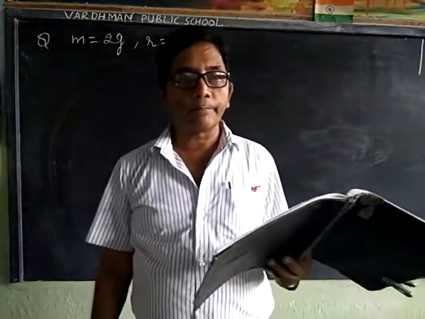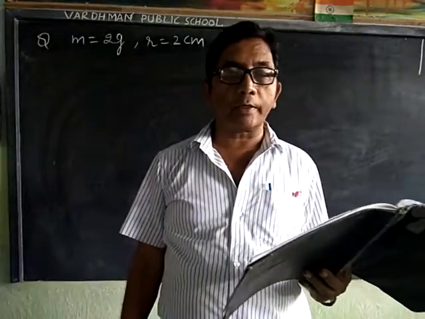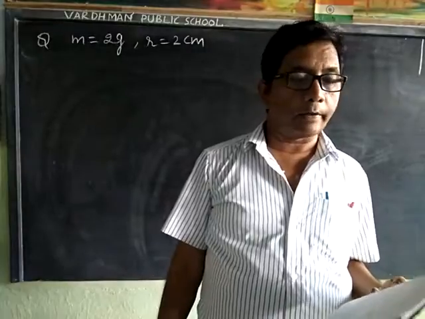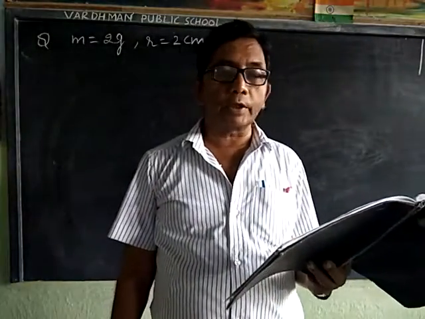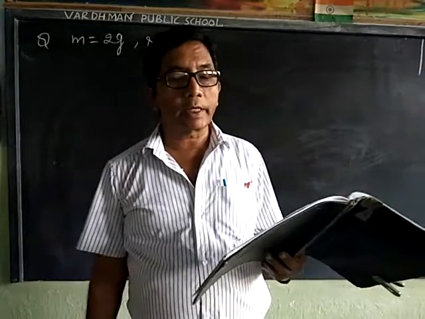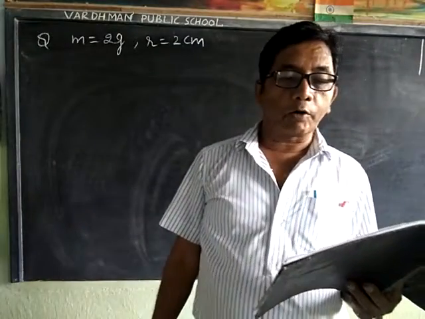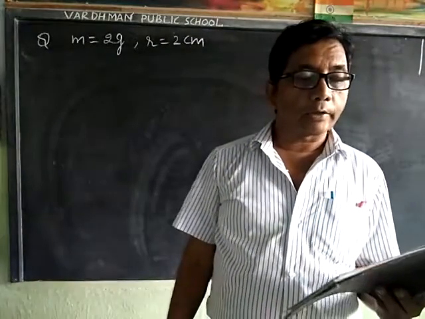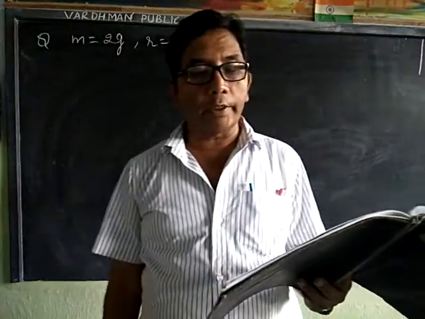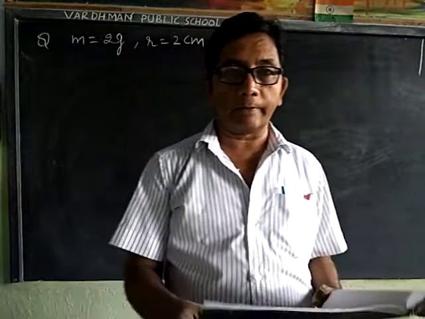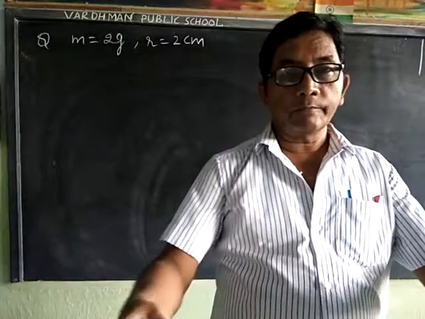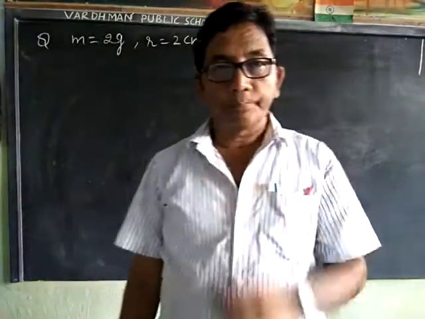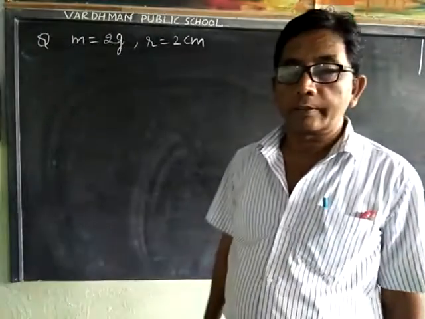Moment of inertia about an axis passing through its center perpendicular to the plane, we know I is equal to mr square. And the second one, you have to find about its diameter. Moment of inertia of a ring about its diameter, we know I is equal to half mr square. And third one, the tangent to the ring which is parallel to the diameter of the ring, its moment of inertia is 3/2 mr square.